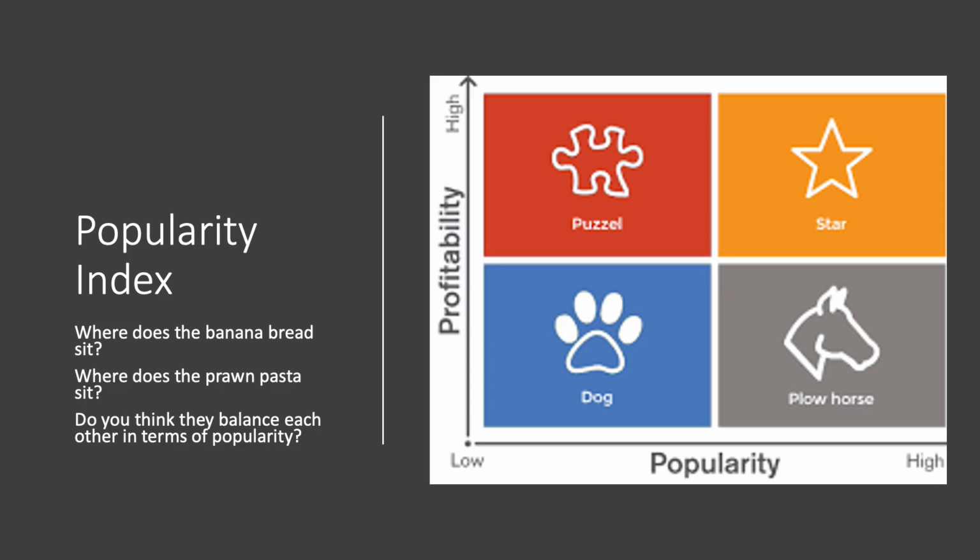So if we consider the popularity index here, where does the banana bread sit and where does the prawn pasta sit? The banana bread is high profitability and high popularity. So we consider this a star. The prawn pasta, on the other hand, is low profitability, but it's high popularity, so it's a plow horse. Okay. The question is whether they balance each other out.